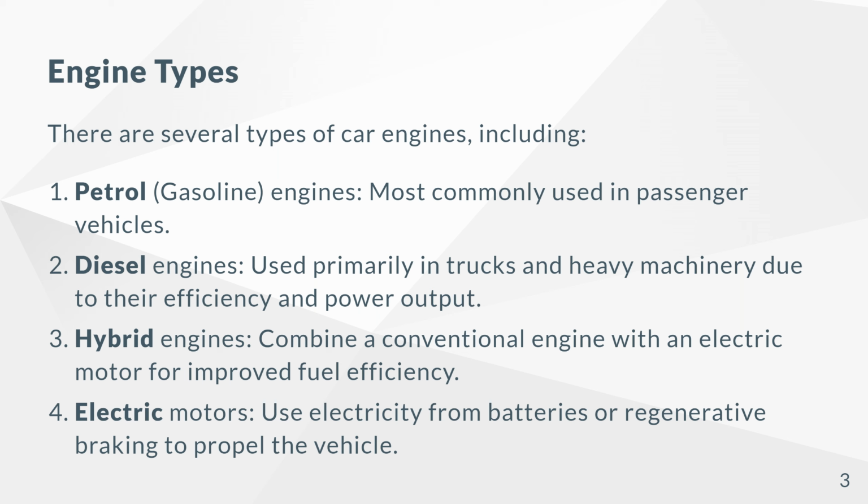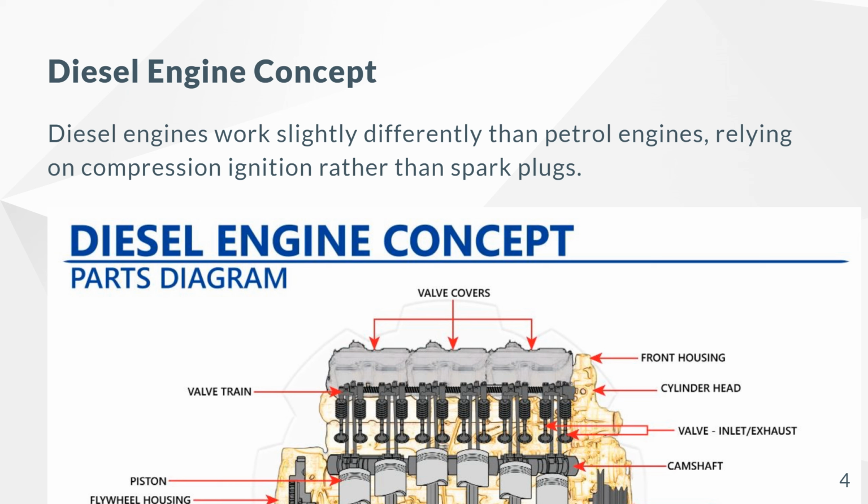Lastly, electric motors are powered by electricity from batteries or regenerative braking, and offer a zero-emission alternative for vehicles. Diesel engines work differently from petrol engines because they rely on compression ignition instead of spark plugs to ignite the fuel. This process involves compressing air to a high pressure, which then ignites the fuel when it's introduced into the cylinder, causing the piston to move down and ultimately rotate the crankshaft.